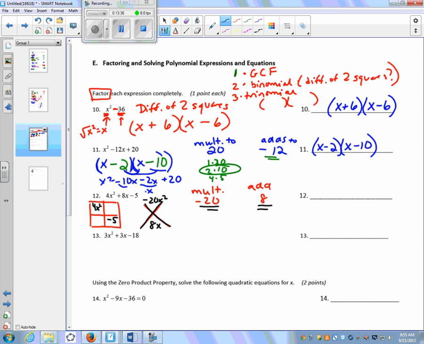Again, for 20, we've got 1 and 20, 2 times 10, 4 times 5. Again, we're going to have 2 and 10 as our possibilities that add to be 8. In order to get it to be a positive 8, we would need a positive 10 and a negative 2. That would give us a positive 8. So we're going to do negative 2x here and positive 10x, and that's what fills in our box.